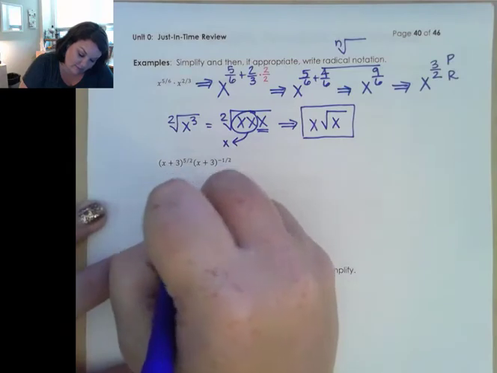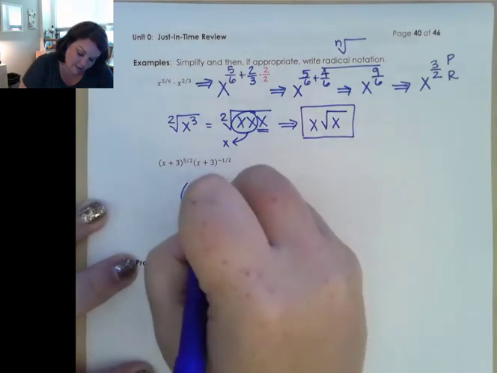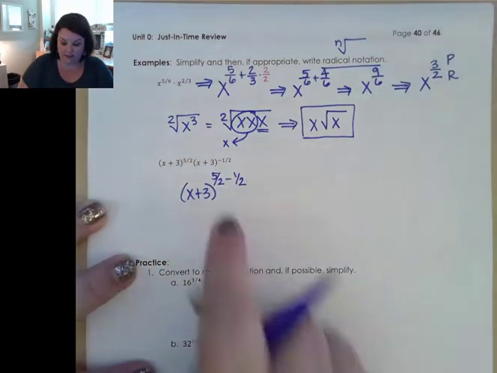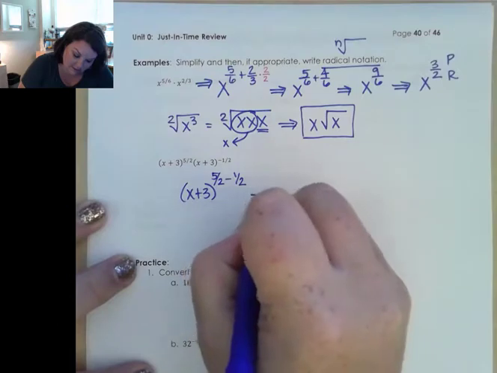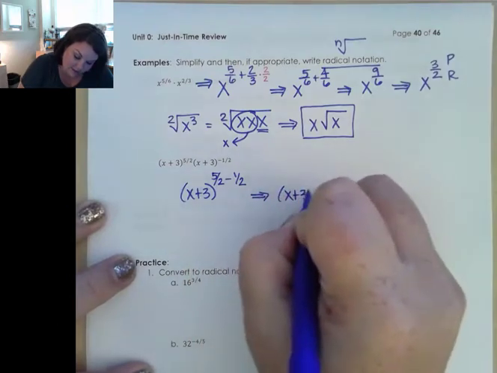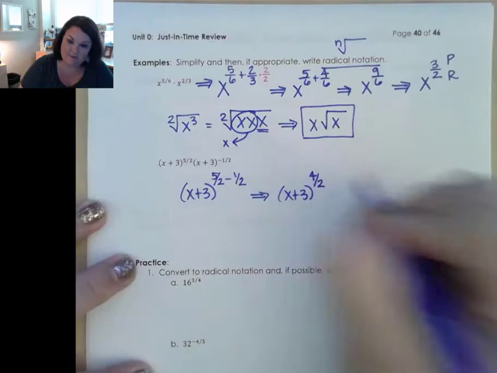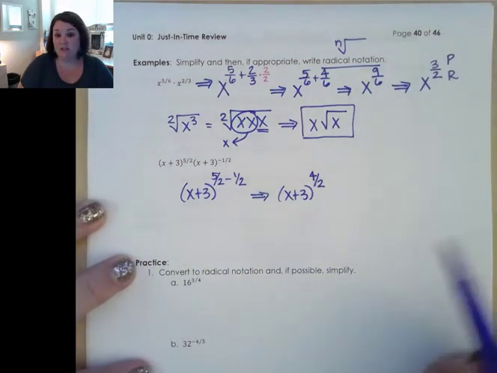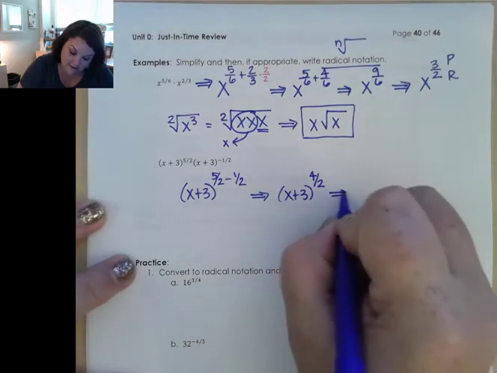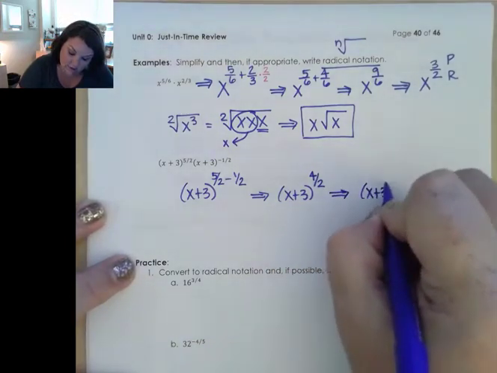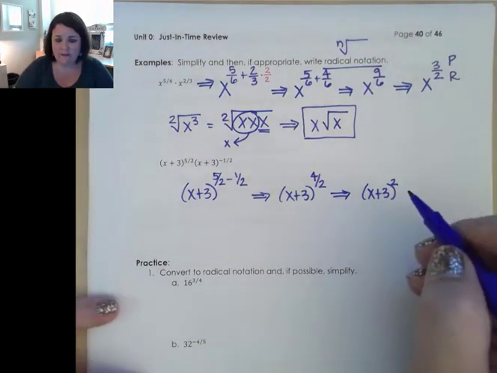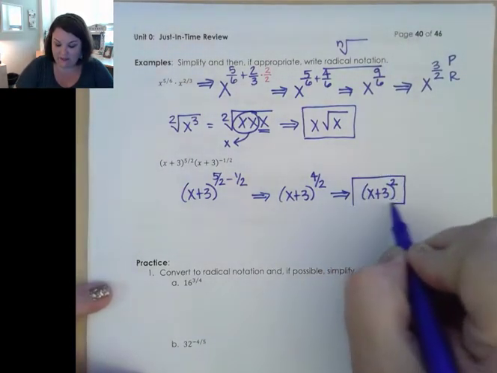So this means we have x plus 3 raised to the 5/2 minus 1/2, right? And then I just do that subtraction. So this gives me x plus 3 raised to the 4/2, right, when I subtract my fractions. And then 4/2 is actually something that simplifies, right? This is the same thing as x plus 3 squared. Okay. And I don't think it has you multiply it out. I think because we're dealing with exponential notation, we just leave it like this.